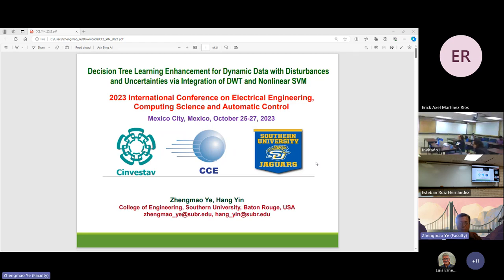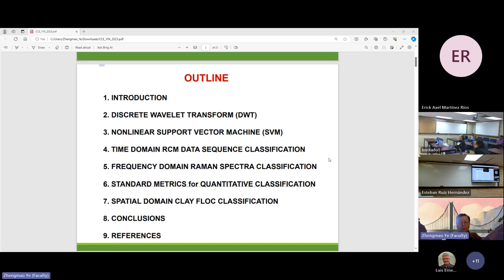Hello, everyone, and welcome to my presentation. The title is A Decision Tree Learning Enhancement for Dynamic Data with Disturbance and Uncertainties via Integration of DWT and Nonlinear SVM. Outline: a quick introduction will be made at first, followed by discrete wavelet transform, nonlinear support vector machine, time domain RCM data sequence classification, frequency domain Riemann spectral classification, standard metrics for quantitative classification, and the spatial domain Clay-Flock classification. The conclusions will be made afterwards, followed by the references.